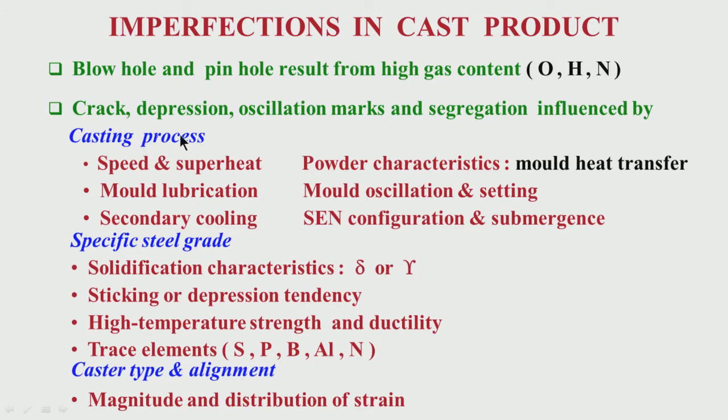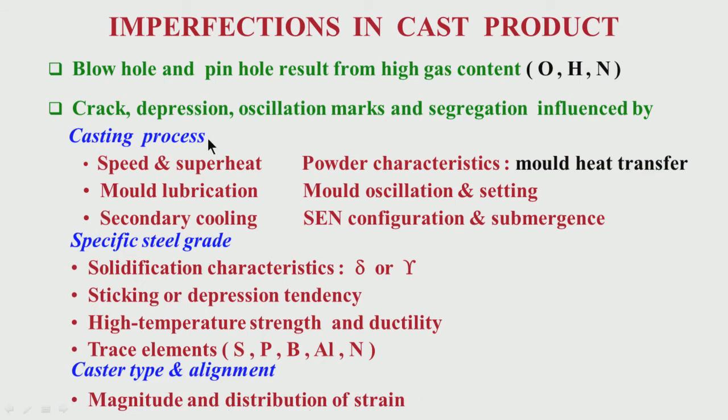First, the casting process as such, the specific steel grade as such, or the caster type, as I have mentioned, whether it is a vertical mold or curved mold, that is called a caster type. What is the radius of the caster? All these will finally generate the magnitude and the distribution of the strain. So, caster type and alignment will give relatively what amount of strain on the solid shell.